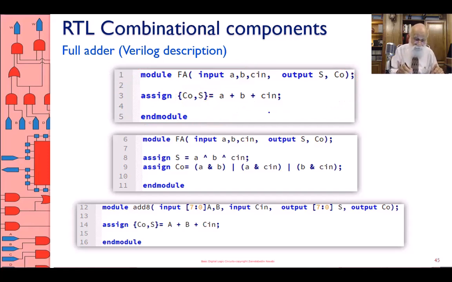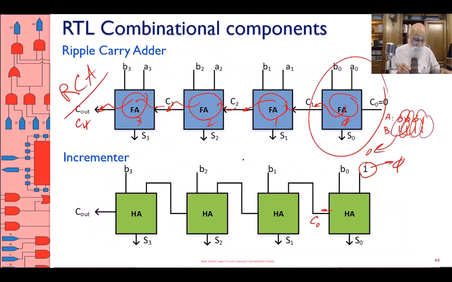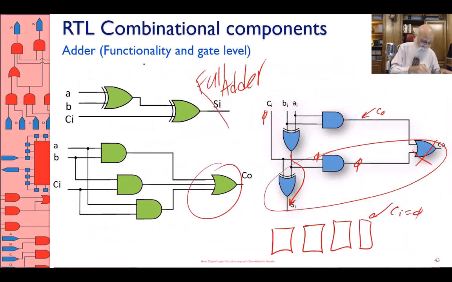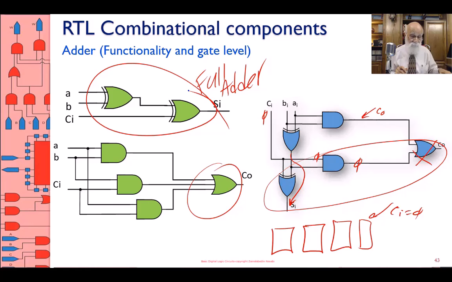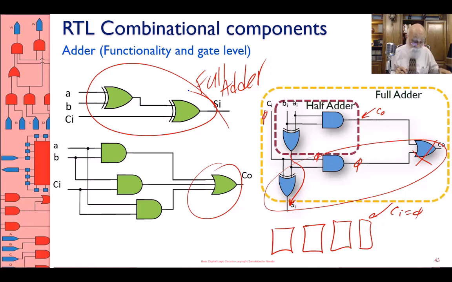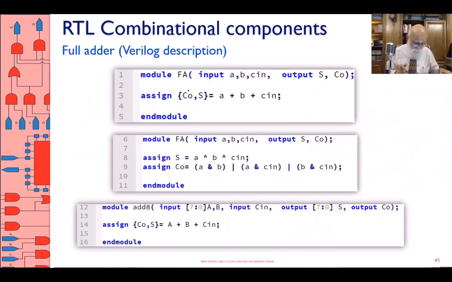I can also write the full adder using its Boolean expression. Sum equals A exclusive or B exclusive or C in, which is what I first proposed, which is this circuit over here. For the carry out, remember A and B, A and C in, and B and C in, ORed together, that's carry out. And therefore, either one of these descriptions is good.